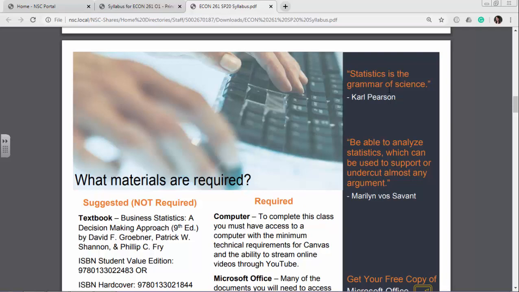Statistics is the grammar of science. So you're going to be learning a new language in this class as well. Certain terminology and certain ways to explain trends in data. Another quote: be able to analyze statistics, which can be used to support or undercut almost any argument.